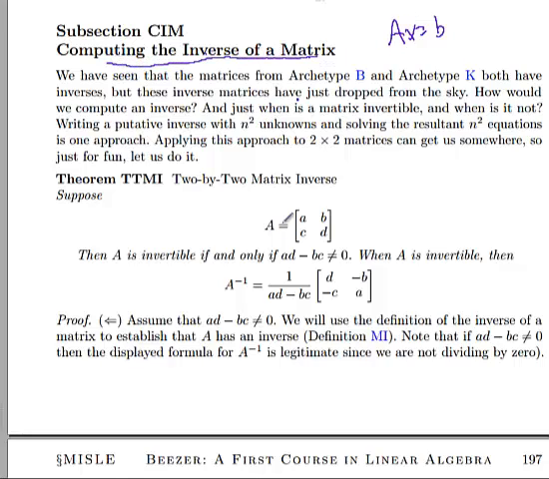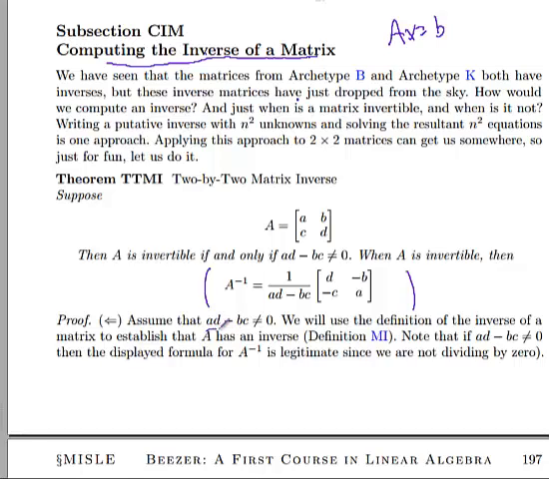Now you may know this formula for the 2 by 2 inverse. And there's a proof here that this formula works and that A has an inverse if and only if this quantity AD minus BC is not equal to 0. You may be familiar that this is called the determinant. But we have a formula, and this formula works if and only if AD minus BC is not equal to 0. And there's a proof of this.